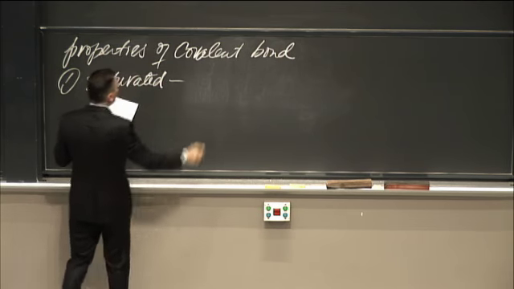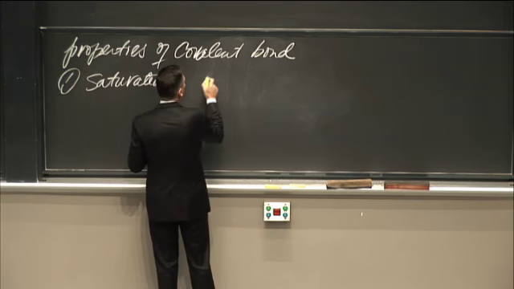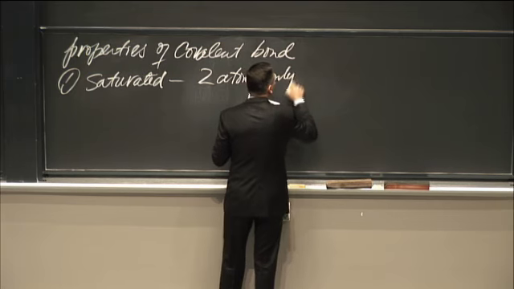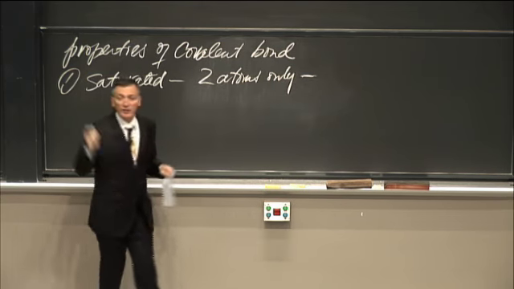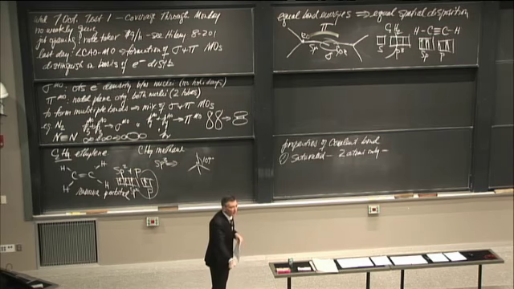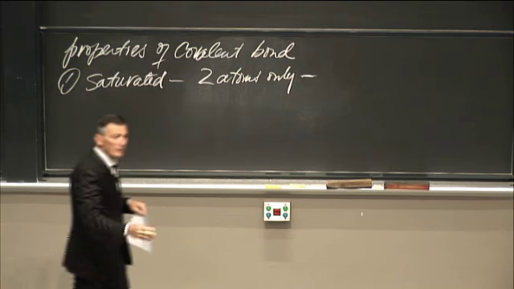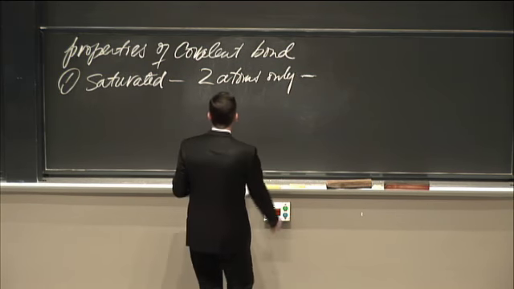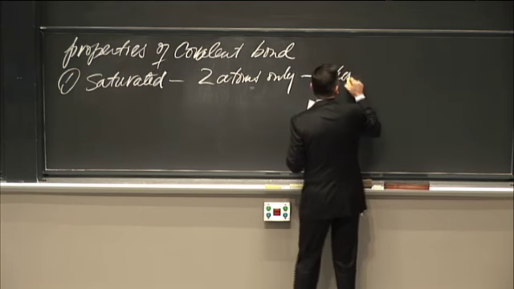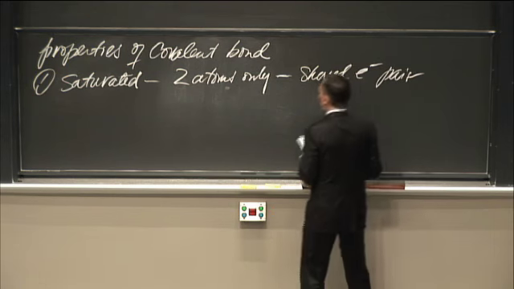Remember we said that the ionic bond was unsaturated. So what does it mean, saturated? It means that there's two atoms only. Once you've got the electron pair between the two atoms, the bond is formed, and that's the end of the story. Whereas with ionic bonding, you can keep, by electrostatic attraction, piling on and piling on. So this is the concept of saturation. So we have the shared electron pair, and that's all there is to the story.